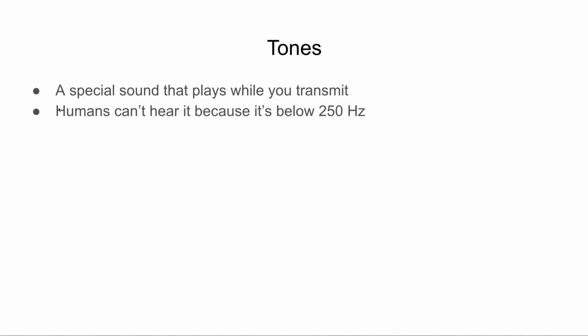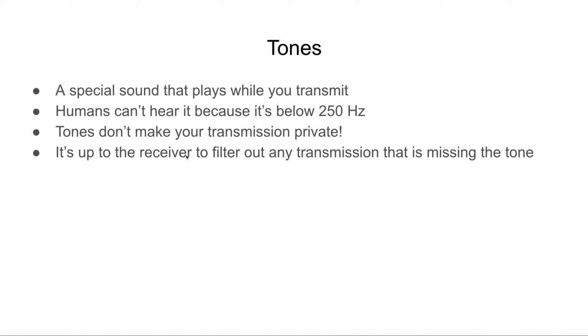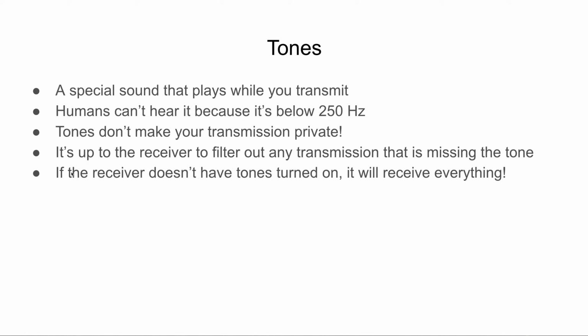Now, let's talk about tones. Tones are a special sound that plays while you transmit. Humans can't hear it because it's below 250 hertz. Tones don't make your transmission private. This is a common misconception. And it's up to the receiver to filter out any transmission that is missing the tone. So if the receiver doesn't have tones turned on, it'll receive everything on that frequency.